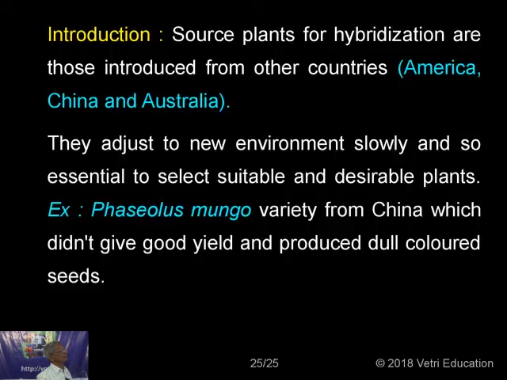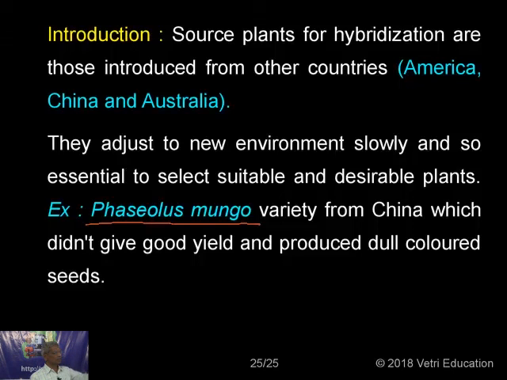Source plants for hybridization are those introduced from other countries, like America, China and Australia. They adjust to the new environment slowly, and so it is essential to select a suitable and desirable plant. Example, Phaseolus mungo, a variety from China which didn't give good yield and produced dull colored seeds. Okay. So these are the methods by which a crop could be introduced.